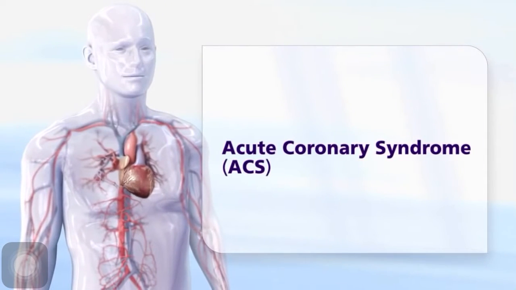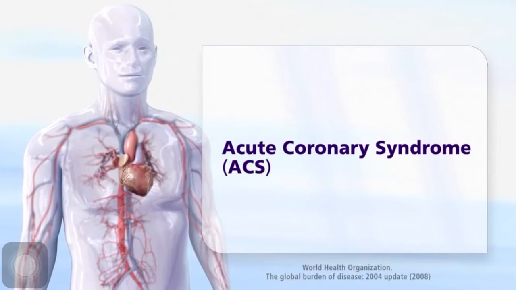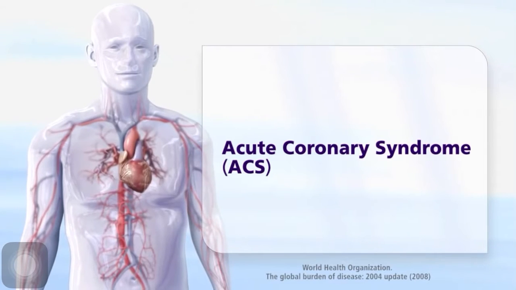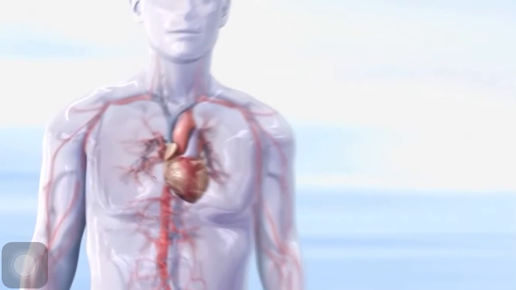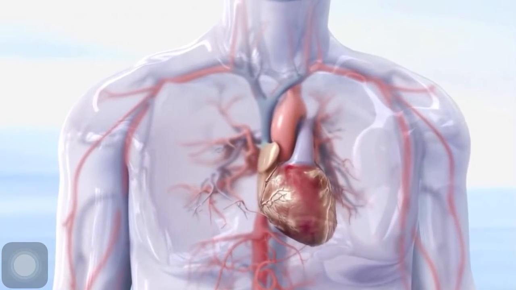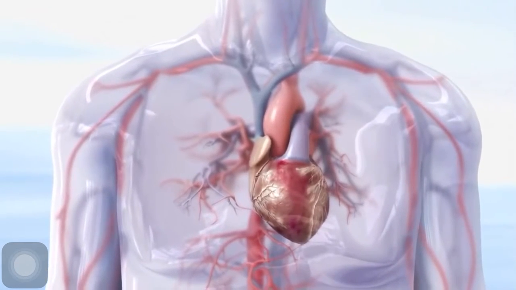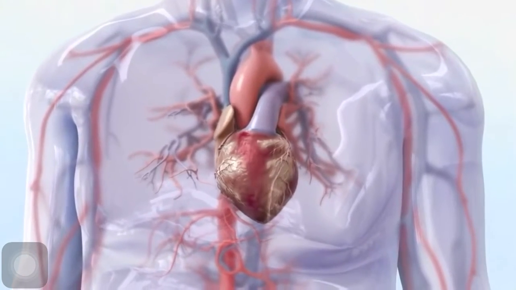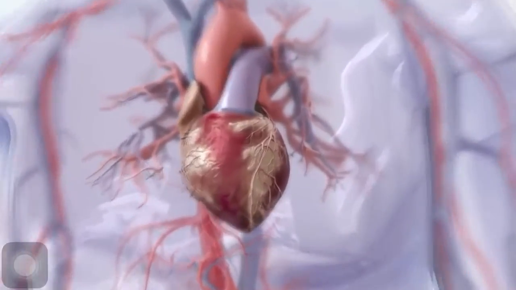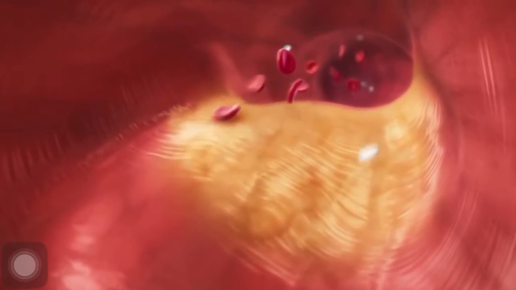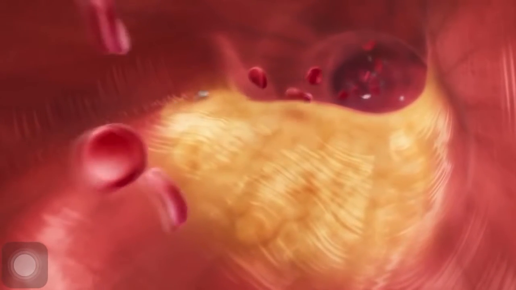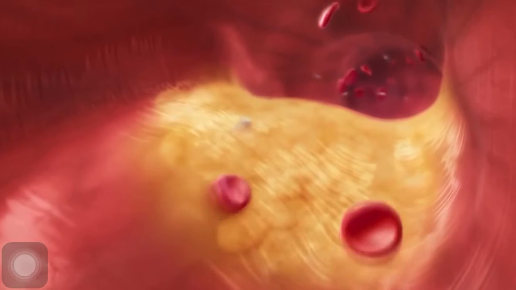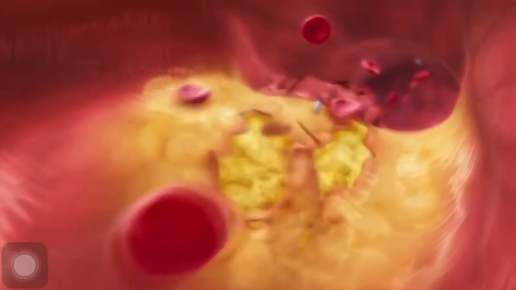Acute coronary syndrome, or ACS, is the leading cause of death globally. The spectrum of ACS ranges from unstable angina to non-ST segment elevation myocardial infarction and ST segment elevation myocardial infarction. Ultimately, ACS is the result of an obstruction of the coronary arteries induced by an atherosclerotic plaque.